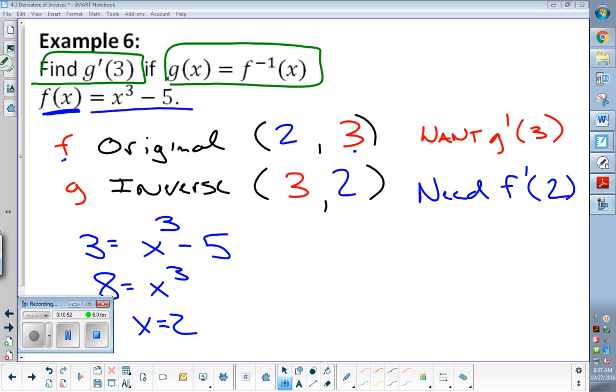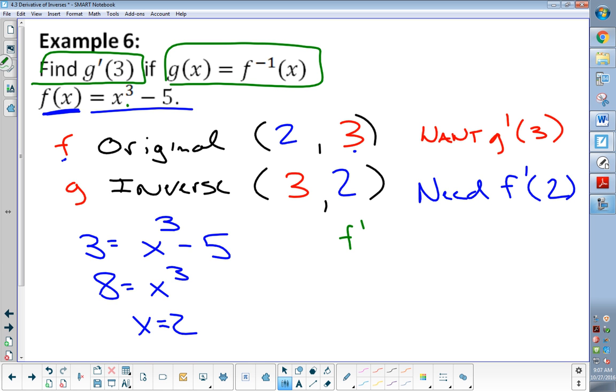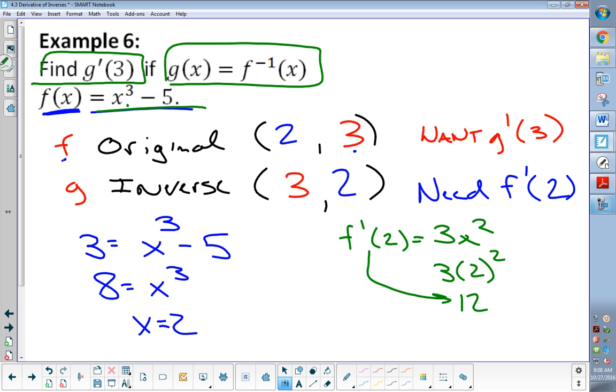How am I going to find f prime at 2? Take the derivative of this thing. So it's going to be 3x squared. That's what the derivative is of that. I'm going to plug in 2, so it's 3 times 2 squared. So 2 squared is 4 times 3 is 12. F prime of 2 is 12. That's great, but that still doesn't give me my answer. I want to know what g prime is at 3. If f prime at 2 is 12, what is g prime at 3 going to be? The reciprocal of it, it's 1/12.